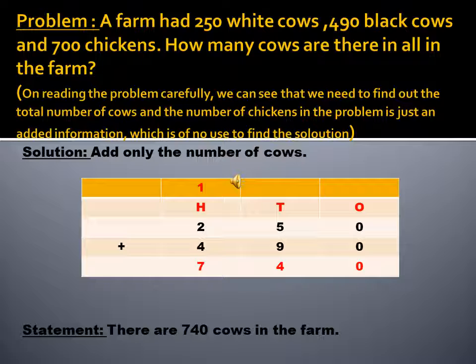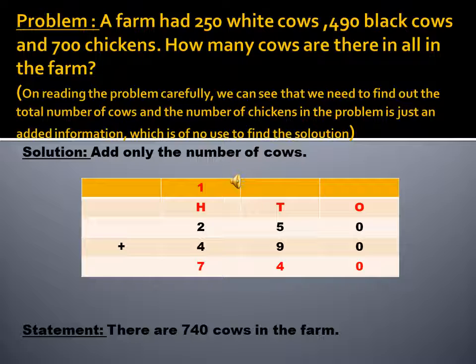On reading the problem carefully, we can see that we need to find out the total number of cows, and the number of chickens in the problem is just added information which is of no use to find the solution. So they have just given it to confuse us. All we need to know is the white cows' number and the black cows' number and add them together.